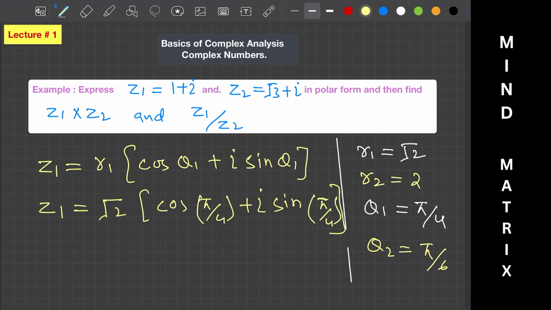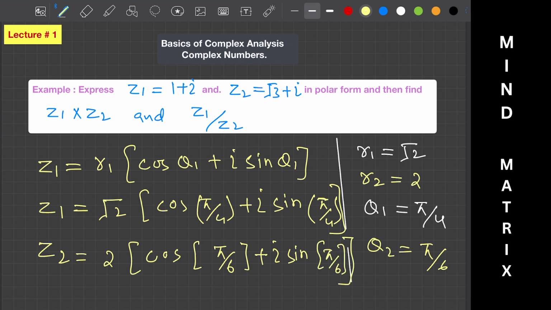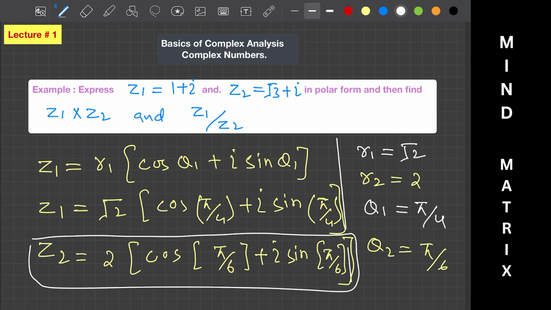This is the first polar form of a complex number, and now second we have z2 equals r2, which is 2, cos theta 2, which is pi by 6, plus iota sin theta 2, which is pi by 6. This is the polar form of this second complex number z2 here. Now we are going to solve them and find our answer.